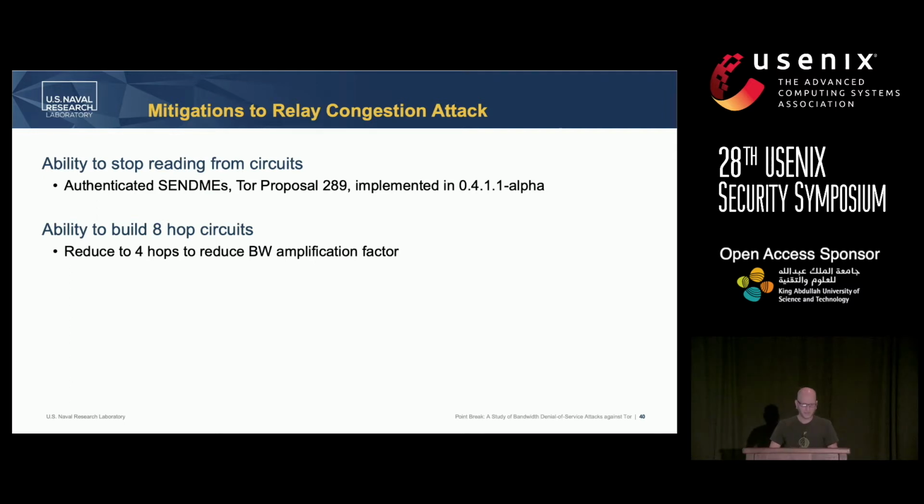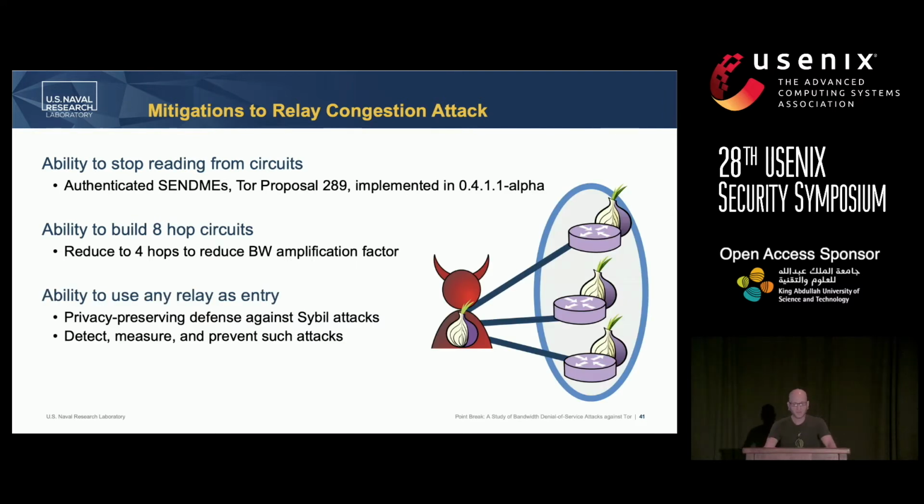Another thing our attack uses is the ability to build 8-hop circuits. Tor only needs 4 hops in the current protocol, and so we could reasonably reduce the circuit length to 4 hops in the current network, and that would further reduce the bandwidth amplification factors that an adversary could achieve.